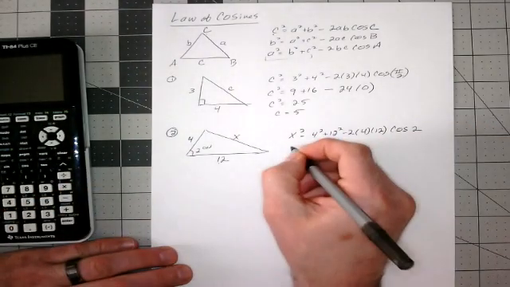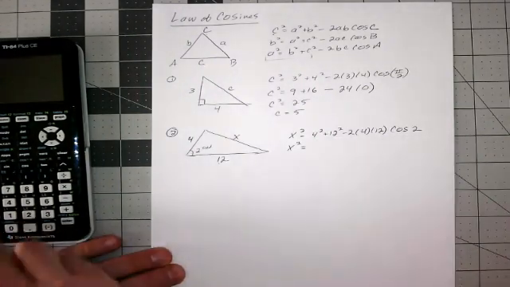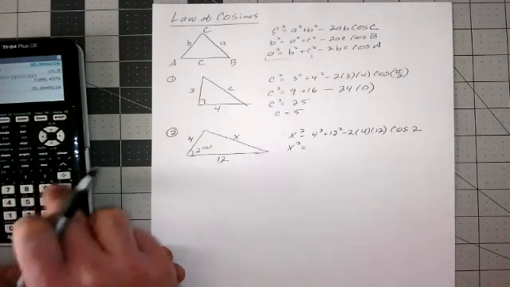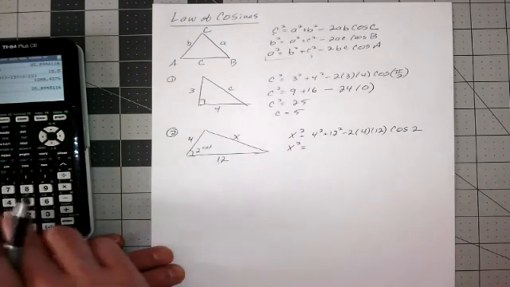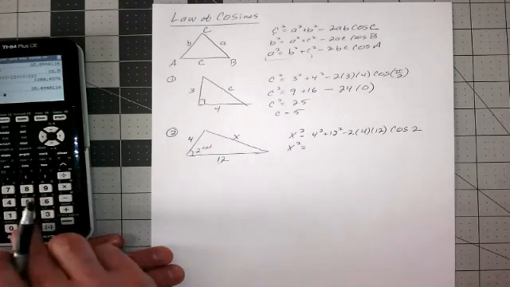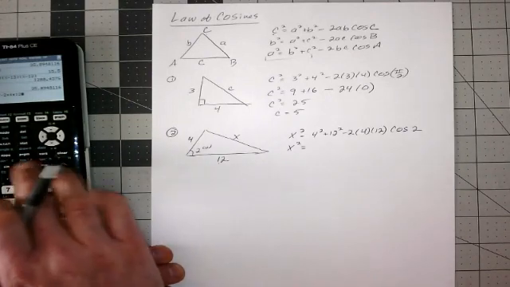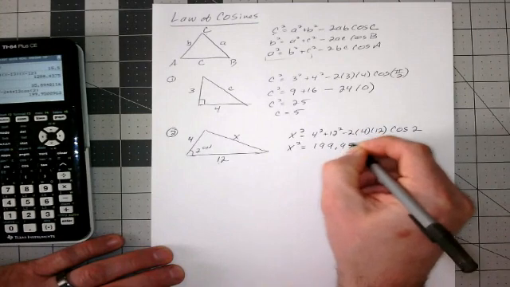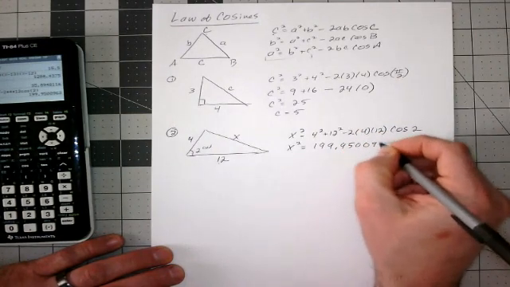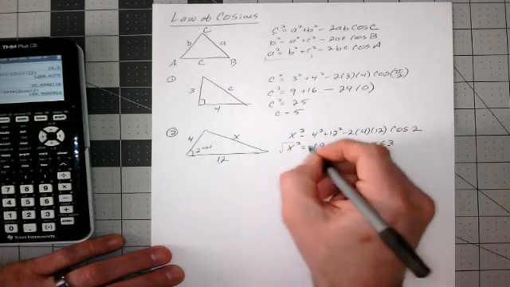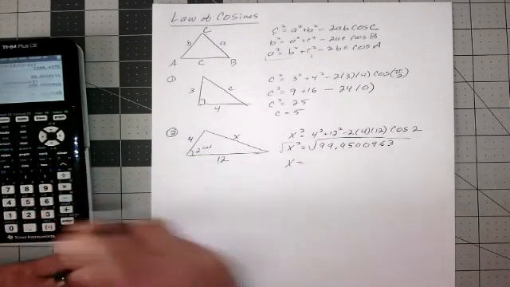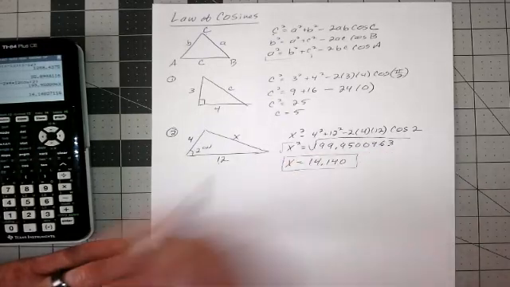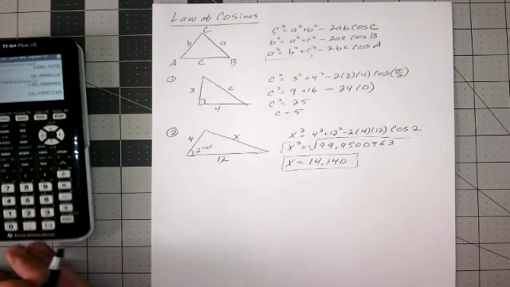Now, try not to be a hero. x squared equals, you can type all this right into your calculator: 4 squared plus 12 squared minus 2 times 4 times 12 cosine of 2. You get 199.9500963, and then take the square root of each side. 14.140 would be our third side. So that's one use of it.